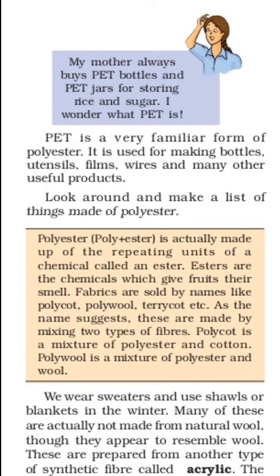The computer mouse pad is also prepared from polyester, and safety belts also. Now polyester is actually made up of repeating units of a chemical called ester. At the starting of this chapter, we learned how synthetic fibers are prepared. There are some small repeating units, and from these repeating units one fiber is prepared. Here polyester is made up of repeating units of a chemical called an ester.